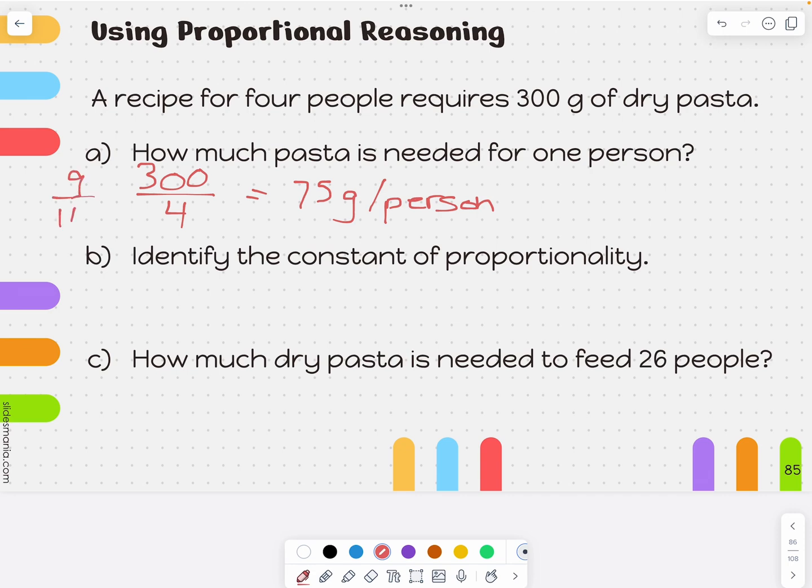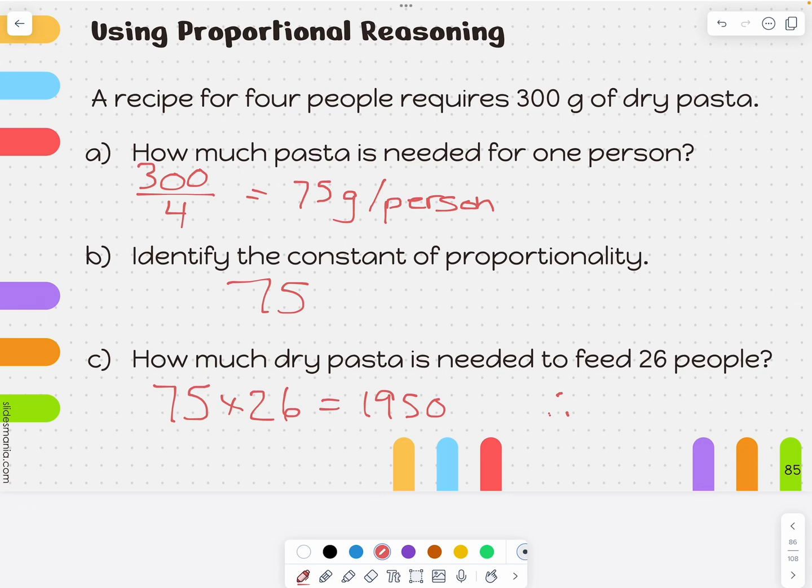All right, we took the grams and divided by the people. Identify the constant of proportionality. Well, the constant of proportionality is that 75. How much dry pasta is needed to feed 26 people? Well, take that constant of proportionality, 75 for each person, but you got 26 people. So multiply that by 26, and you need 1,950 grams of pasta to feed 26 people.